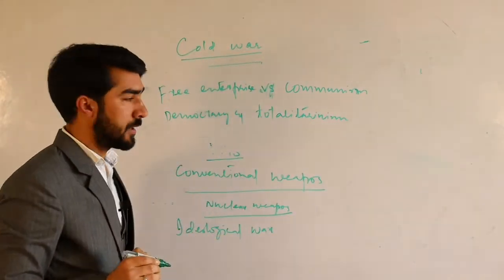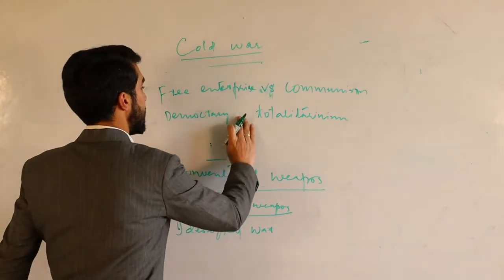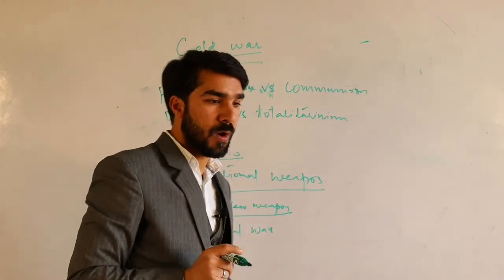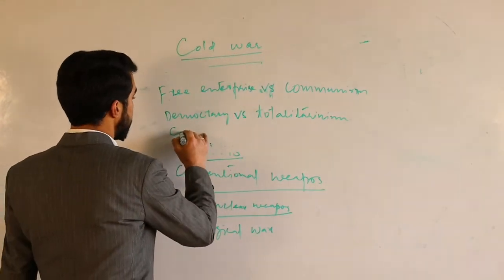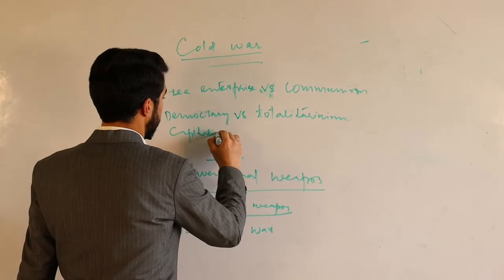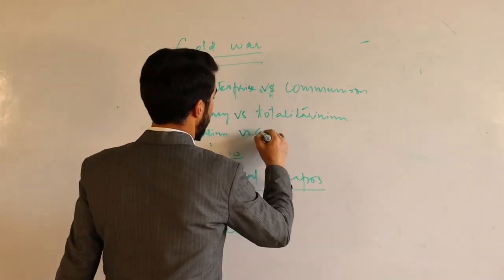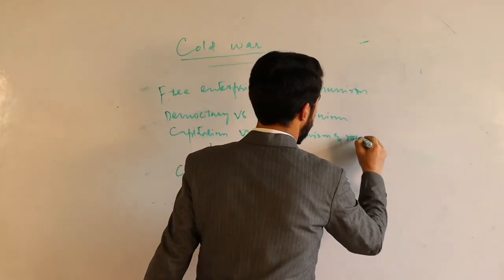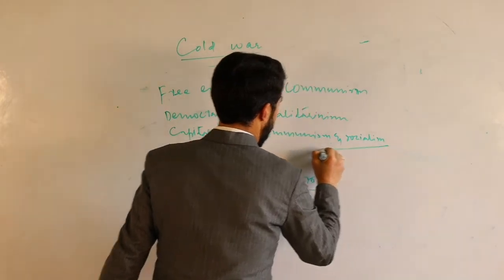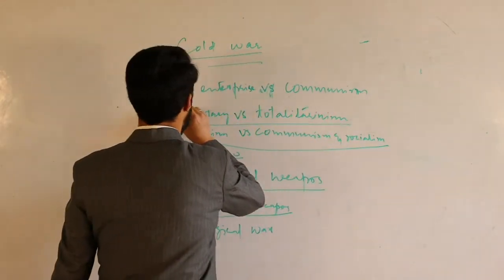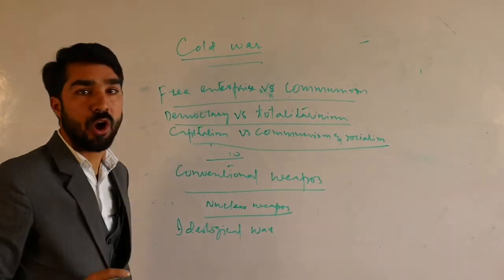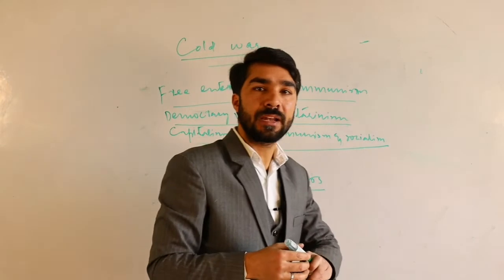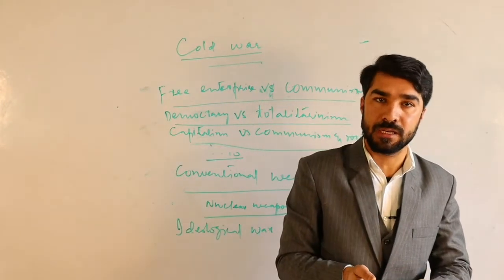So this was a war between democracy and totalitarianism, or you can say that this was a war between capitalism versus communism and socialism. So this is what the war was all about, and it was not an actual hot war that was fought between USA and USSR starting from 1945 till 1991.